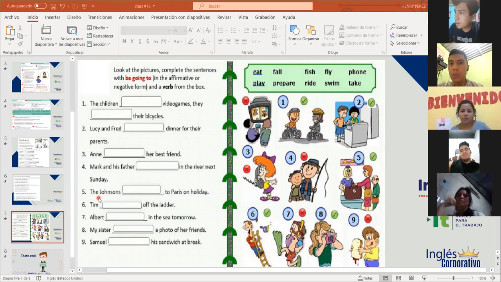Teacher, that would be with the verb fall. But which are number five? Paul. I don't know the pronunciation. Oh, Johnson's? I mean, I want to put: the Johnson's are going to fly. Ah, you see. Fly to Paris on holiday. Very good. You see, very good. It changes, right? It changes once you start to practice, right? Good job, Jonathan. Yes. Next one.